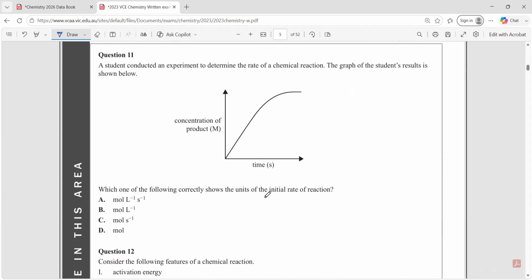A student conducted an experiment to determine the rate of a chemical reaction. The graph of the student's results is shown below. Which one of the following correctly shows the units of the initial rate of reaction? So here, it's basically big M over seconds to find the rate of the reaction because we're looking at the gradient, right? So all the maths people should be pretty happy at the moment. So it'd be big M over little s. So that represents moles per liter per second. So therefore it'd be moles, liters, seconds. So it'd be that. Cool.